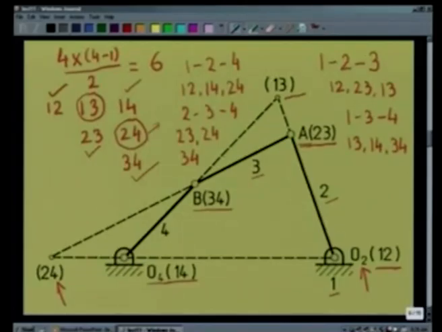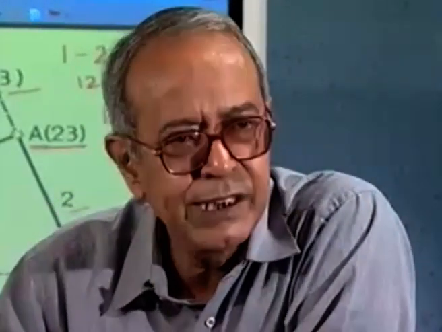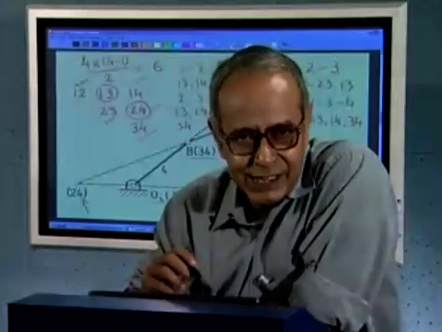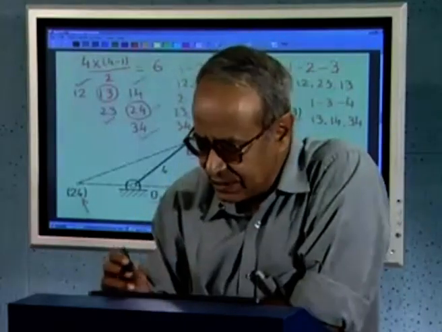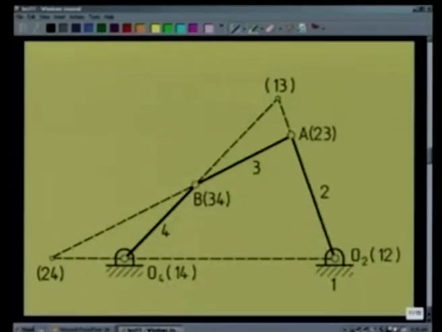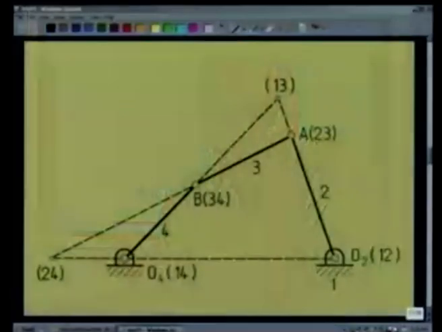So we determine some of the relative instantaneous centers just by inspection of the kinematic pairs, and the rest by application of the Aronhold-Kennedy theorem. Once we have determined all these 6 relative instantaneous centers, we are in a position to carry out the velocity analysis. To carry out the velocity analysis, let us look at this figure, where all the 6 relative instantaneous centers have been located as explained just now.